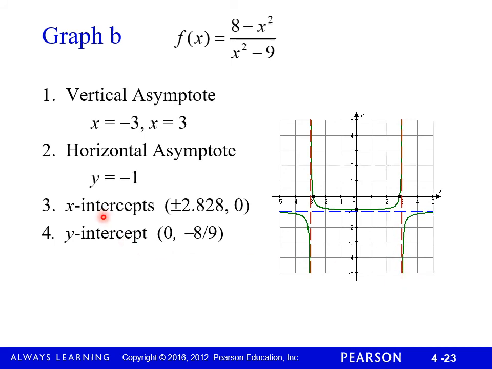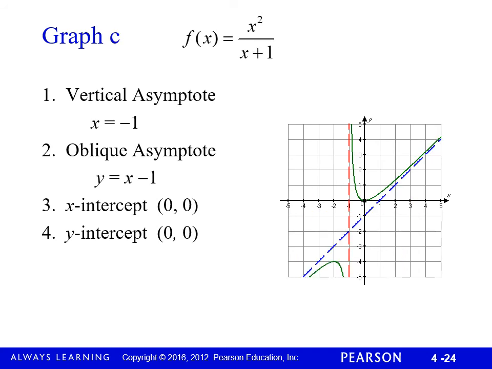The x-intercept, again, we find by setting the numerator equal to 0, so we get 8 equals x squared. And so what happens here is we actually have 2 points, because when we're taking the square root of 8, we have to take the positive and negative value of that, and we get 2.828, positive and negative. And then to find the y-intercept, we simply plug in 0 for x, and we get 8 over -9. The constants are the only thing left, and so we get -8/9, which we can see here.